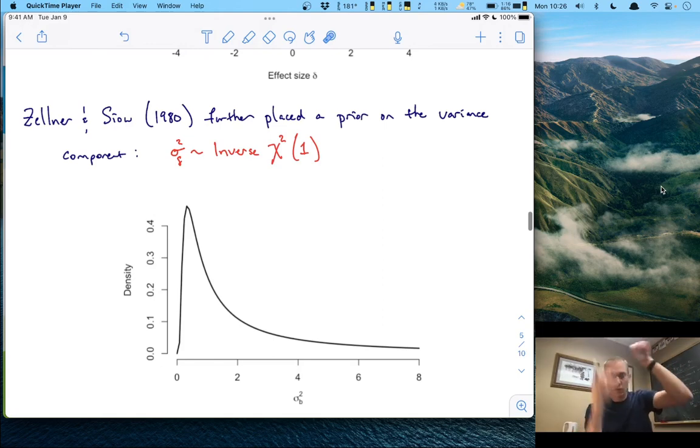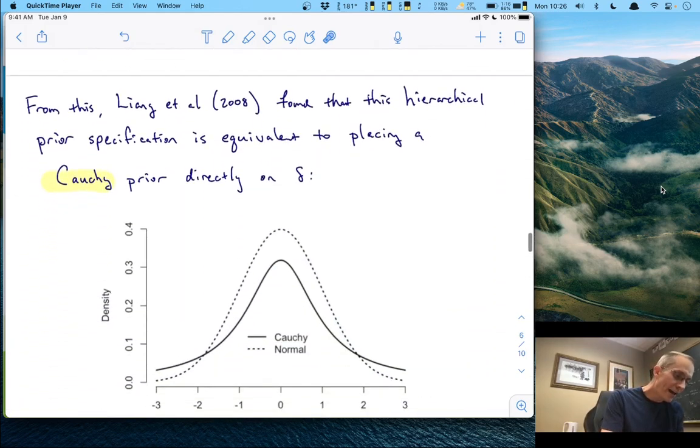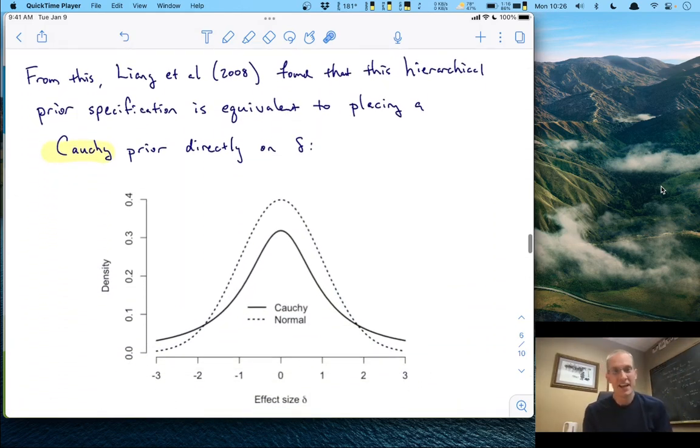And so this hierarchical model specification seems complicated, but Liang et al. in 2008 figured out that if you look at that hierarchical model specification and you integrate it out, so that's a calculus term for basically letting it vary and then taking the weighted average across all the values of delta, you end up with a mathematical distribution that's reasonably easy to deal with. It's called a Cauchy prior. C-A-U-C-H-Y is pronounced Cauchy. Cauchy was a mathematician in the 1800s who did a lot of things, and as a result, his name is placed on this prior.